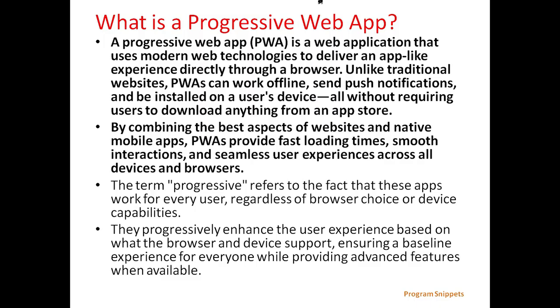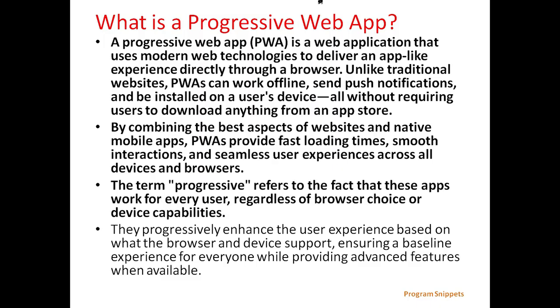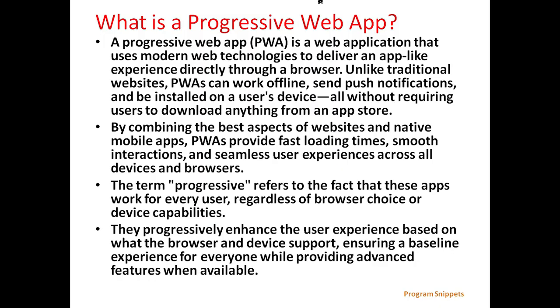By combining the best aspects of websites and native mobile apps, progressive web apps provide fast loading time, smooth interaction, and seamless user experience across all the devices and browsers. The term progressive refers to the fact that these apps work for every user regardless of the browser choice or device capabilities. They progressively enhance the user experience based on what the browser and device supports, which ensures a baseline experience for everyone while providing advanced features when available.